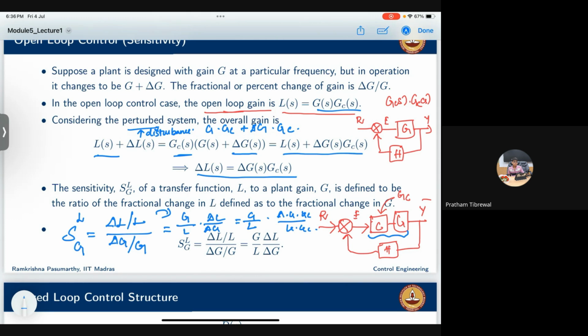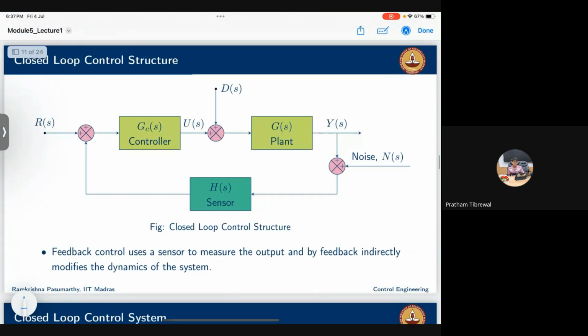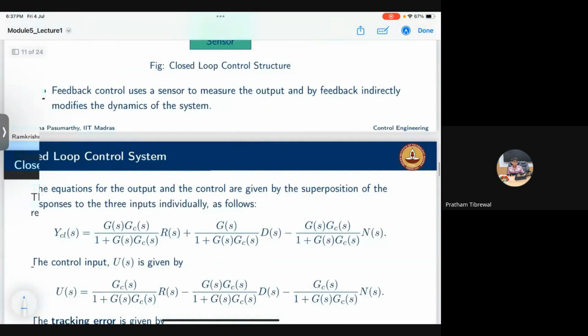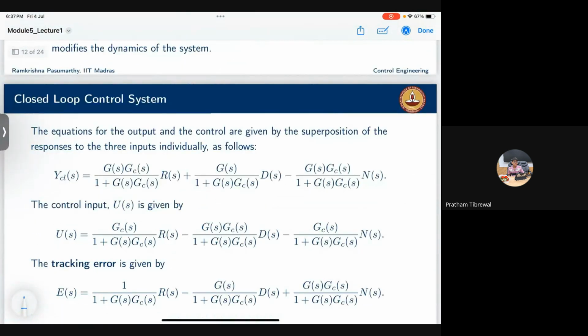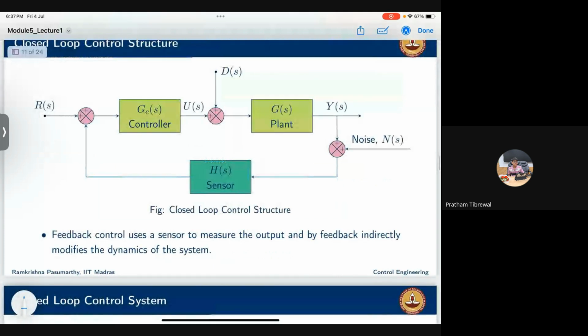It's just a parametric expression where you can find how sensitive your system is to any changes in your loop gain. Loop gain changes because of the disturbances or some input changes also. Okay, this is a closed loop structure we are considering. So D is the disturbance or noise.